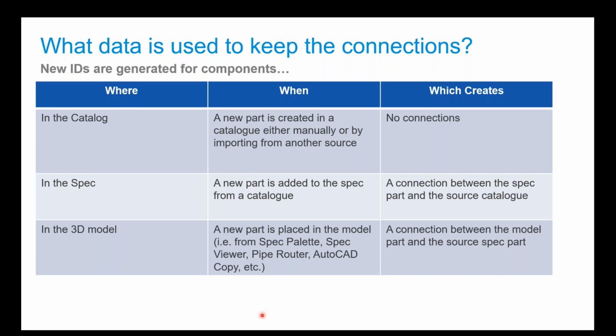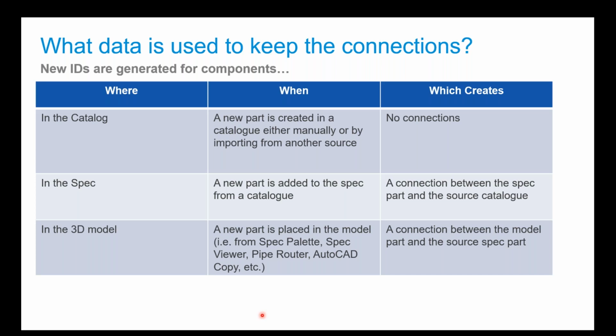Now, what happens in the 3D model then? A new part is placed in the 3D model. So now you have connected the spec. Now you are going to use the spec on your plant project. So at this point, you are placing this new part into the plant project. When you place this from the spec palette, spec viewer, or through pipe router, or using an AutoCAD copy and paste command, a connection between the model and the source spec is established.